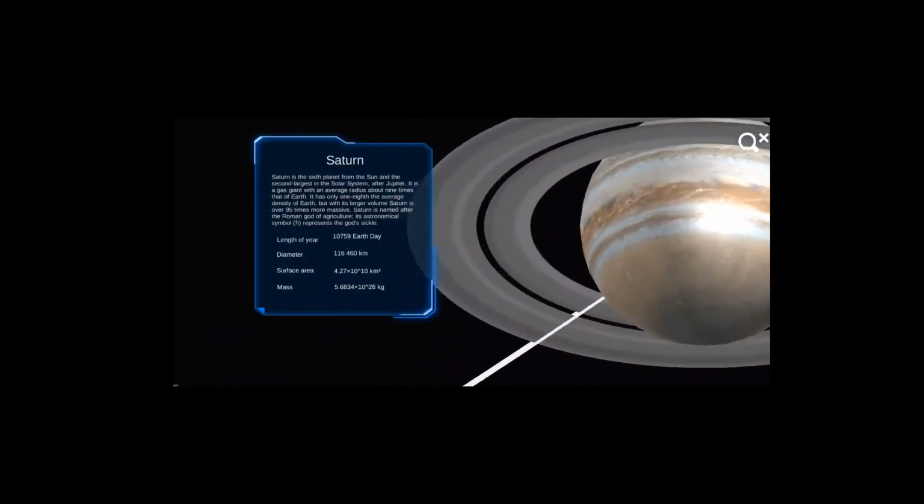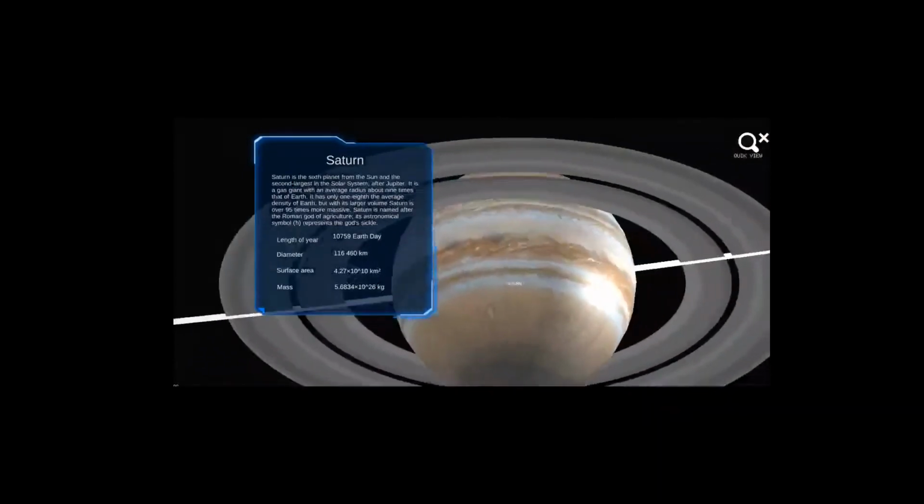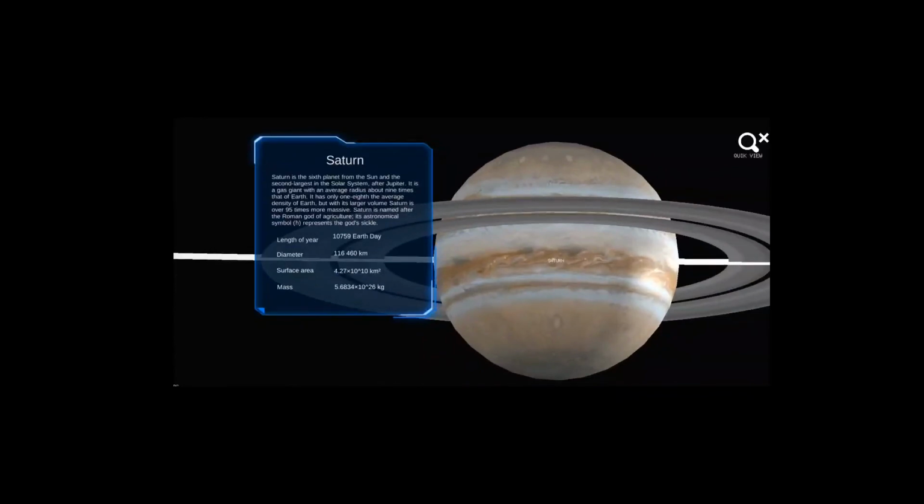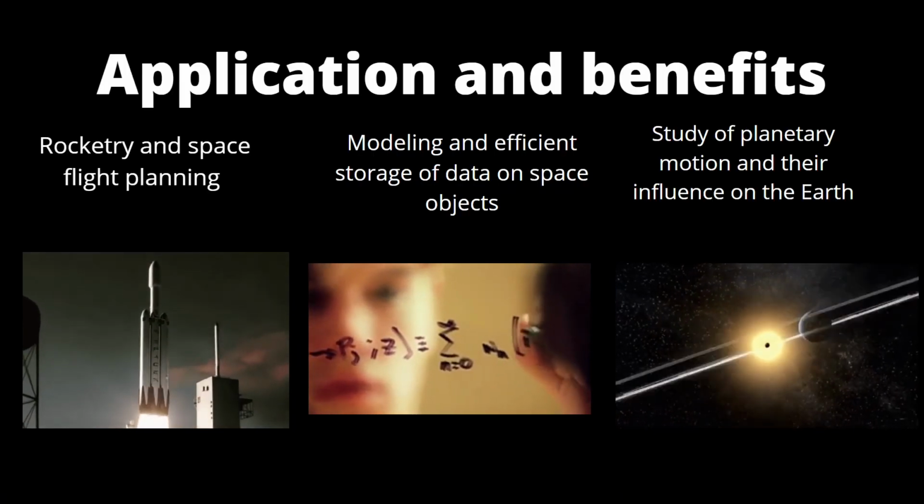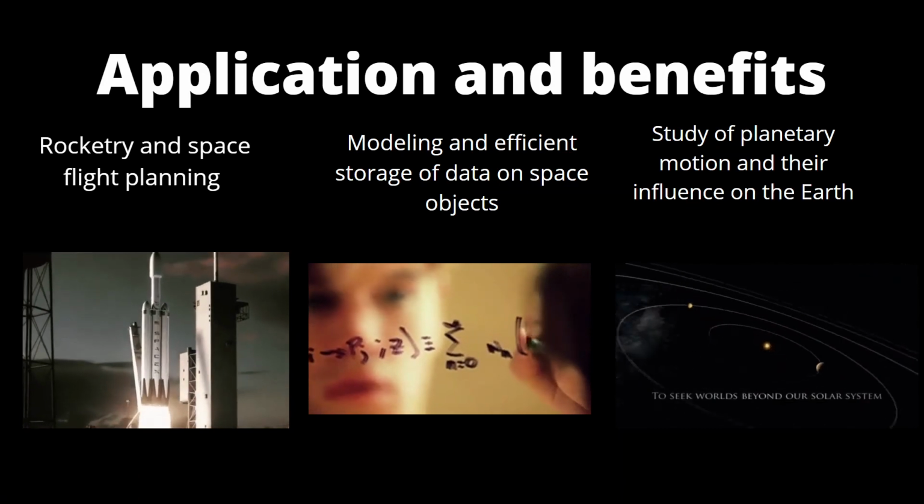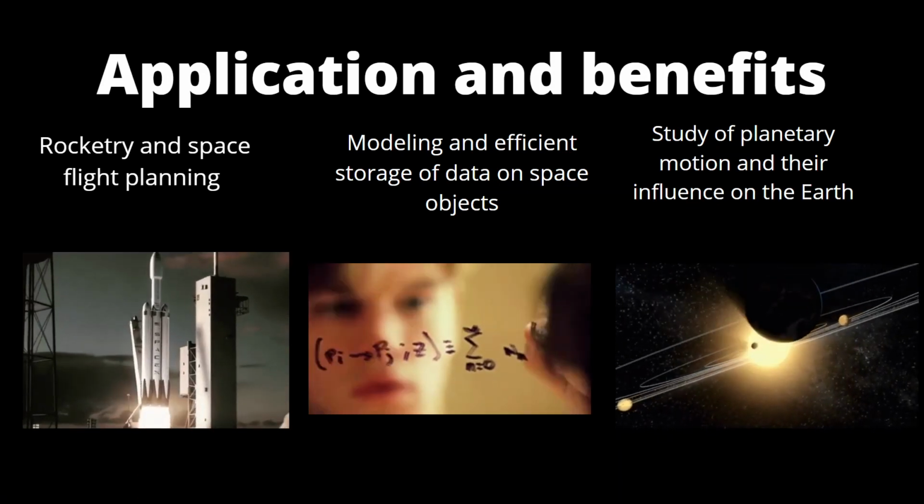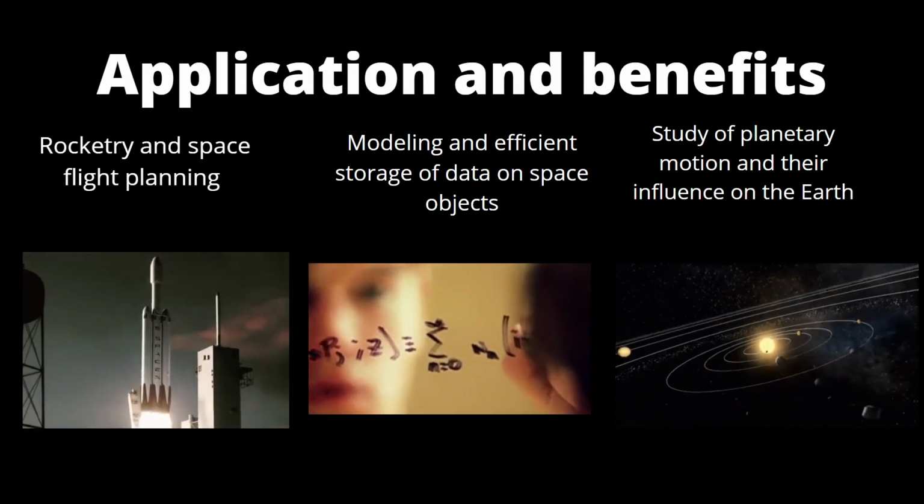We also have another feature related to AR technologies. We implemented and created the model of the Sun and Mercury, as you can see in the video example. Finally, our application could be useful for rocketry and space flight planning, modeling and efficient storage of data, and study of planetary motion and their influence on the Earth.